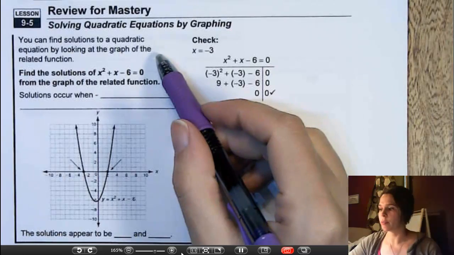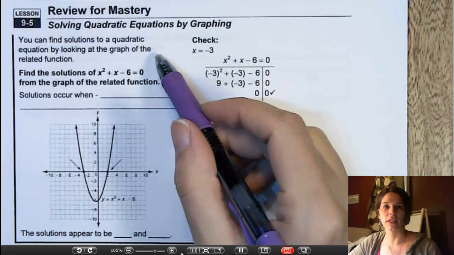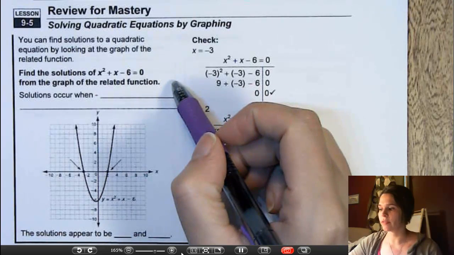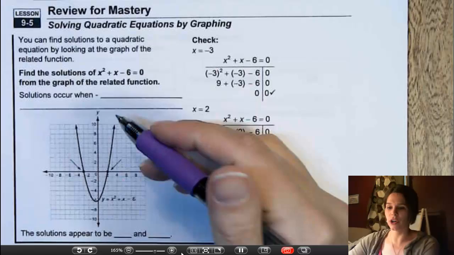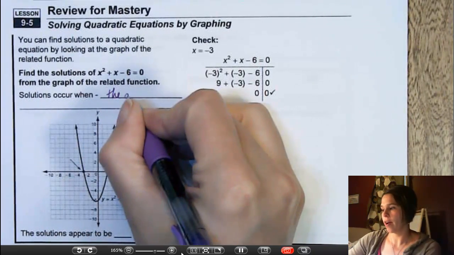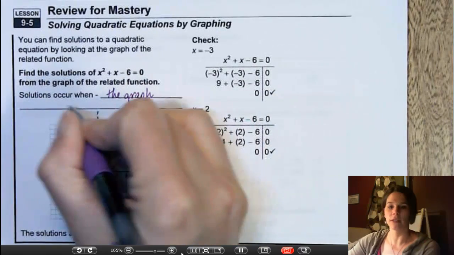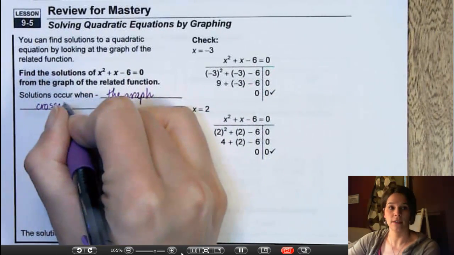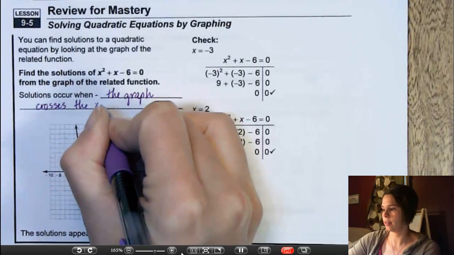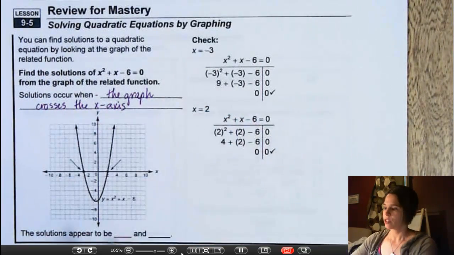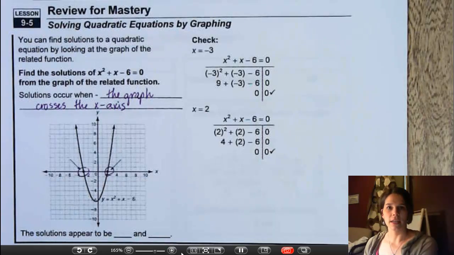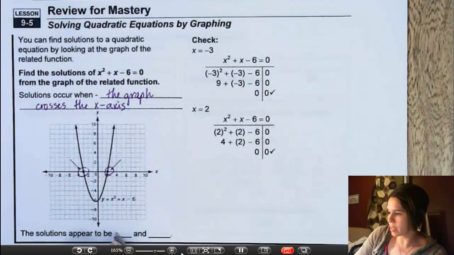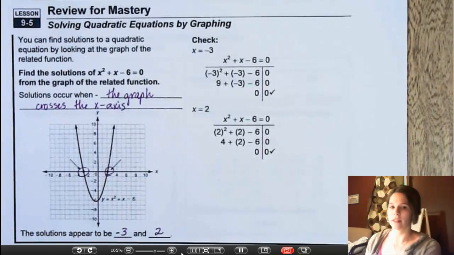So if we start here at the top, you can find solutions to a quadratic equation by looking at the graph. So let's find the solutions of x squared plus x minus 6 equals 0. And we'll talk more about setting it equal to 0. That's important. So solutions occur when the graph crosses what? The x-axis. So if I look at this graph, it looks like here and here, it's crossing my x-axis. Those look like my solutions. So it looks to be -3 and +2.